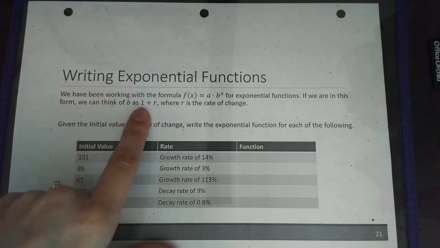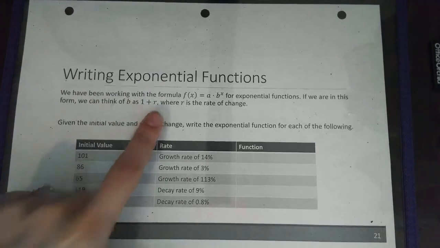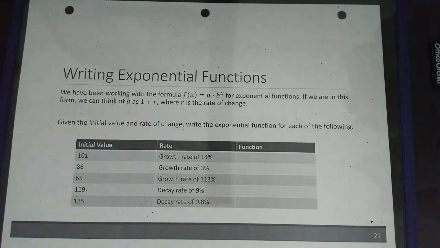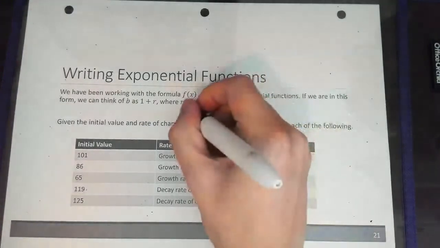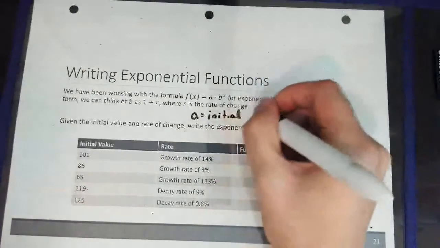If our b value is 1, then we're not changing because we're multiplying our value by 1. So that r is going to tell us how much we're increasing by or how much we're decreasing by. It doesn't say it here, but just so you know, a is our initial value, and it always will be.